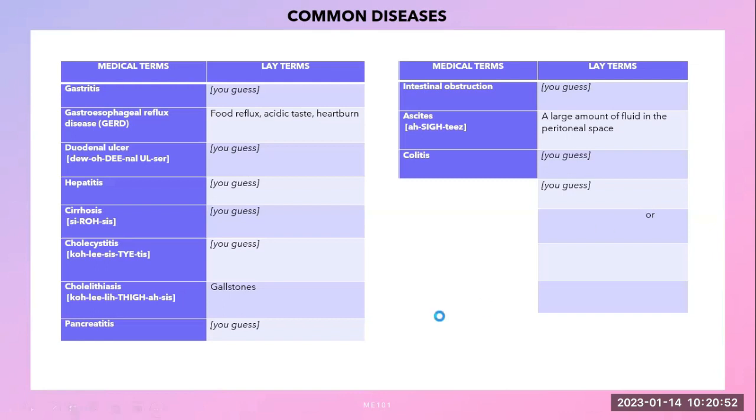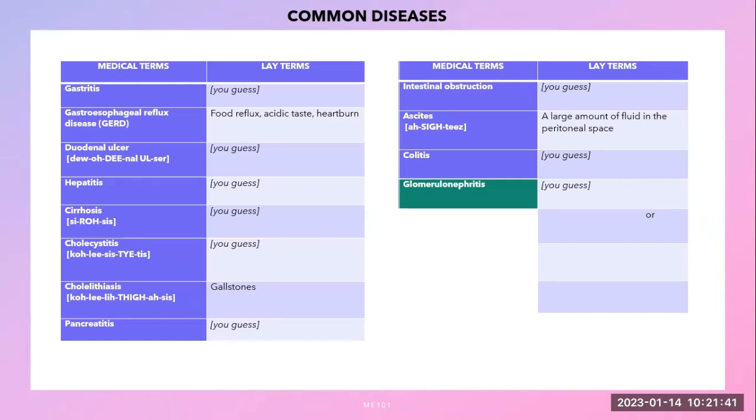And the next one is colitis. What does it mean? It's the inflammation of the colon. Yes. Well, that's why it's really difficult.